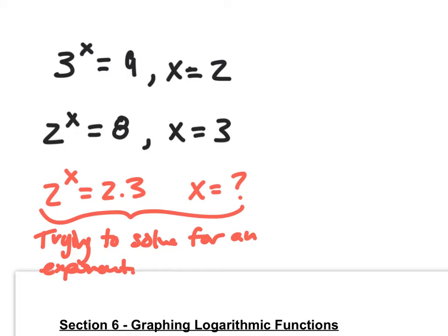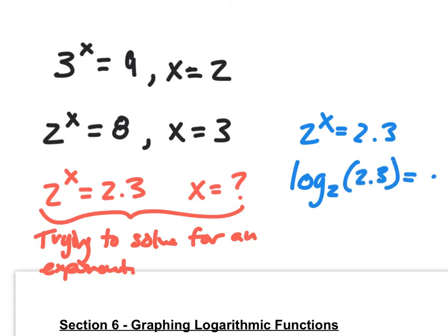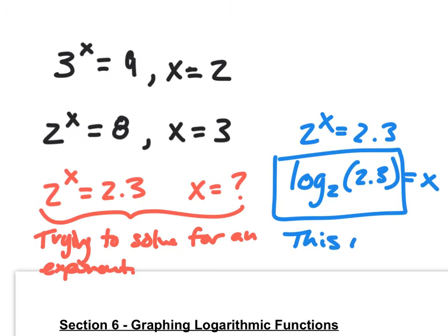okay? And what you would do, given an equation like this, if you had 2 to the x is equal to 2.3, then you would do log base 2 of 2.3 is equal to x, okay? Believe it or not, when you write it like this, it is a number. This is a number in exact form. If you put this in your calculator and evaluate it, then you get a number, okay? So let's think about this for a second.